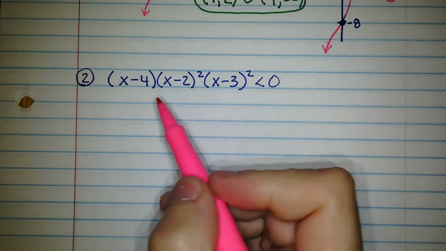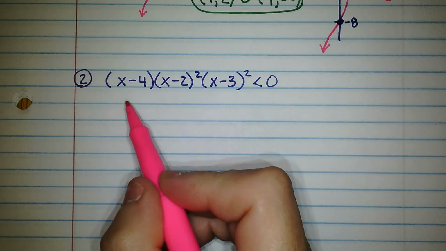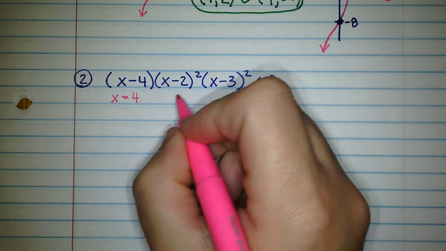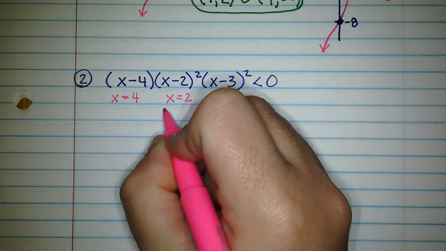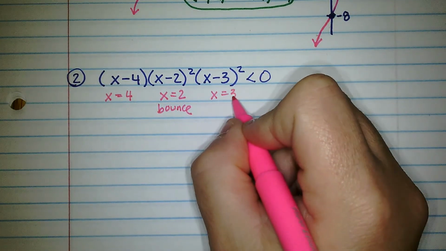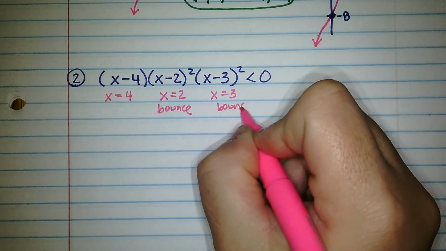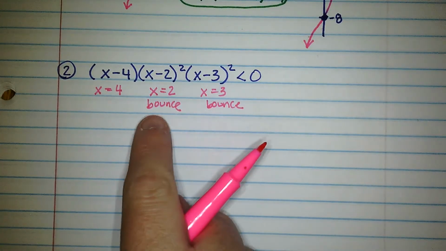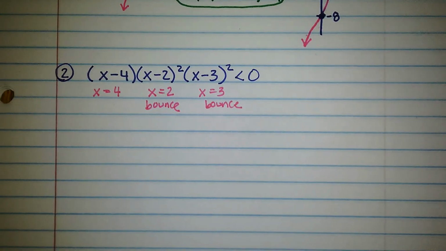So what I'd like to do is just go ahead and get started. This is going to be x equals 4. This is x equals 2, and that's a bounce. This is at x equals 3, and it's a bounce. So that's important for us to remember that when they're squared terms, the graph is going to bounce itself.